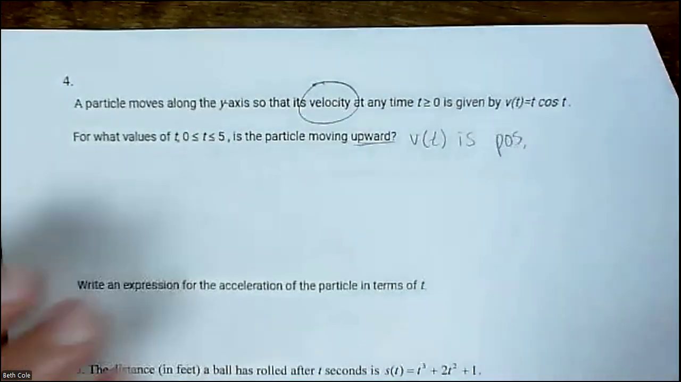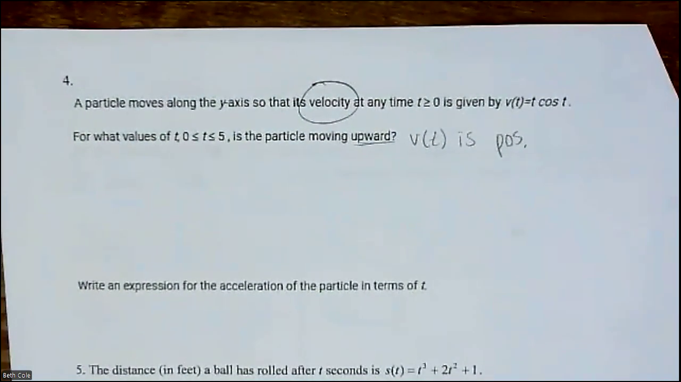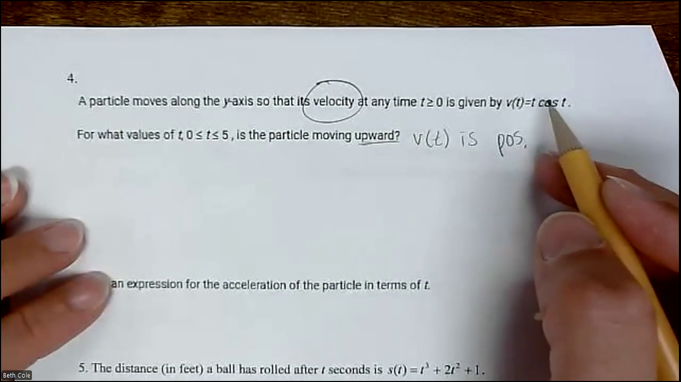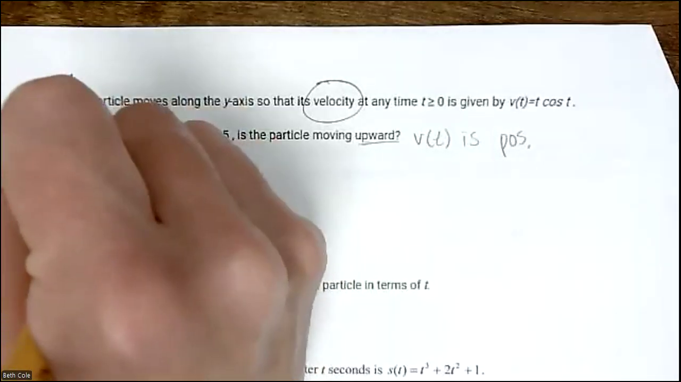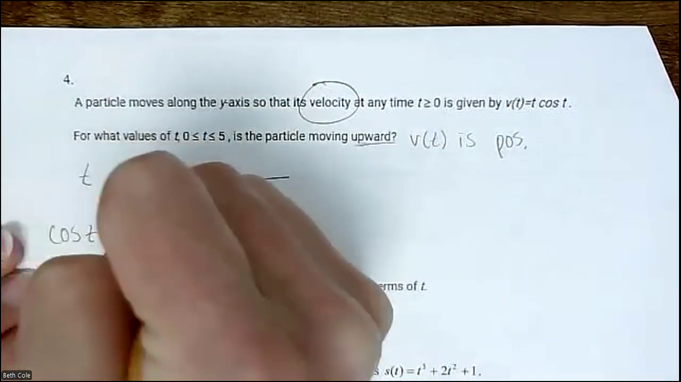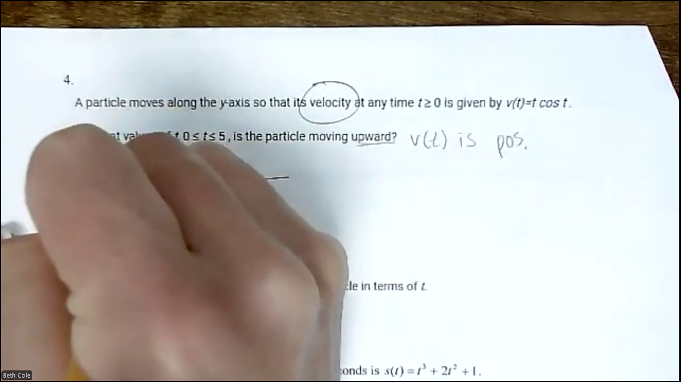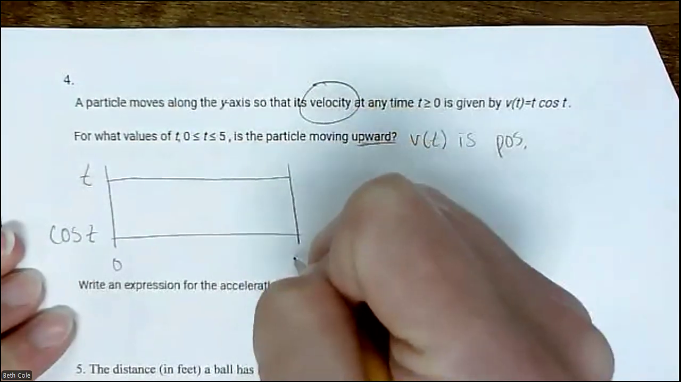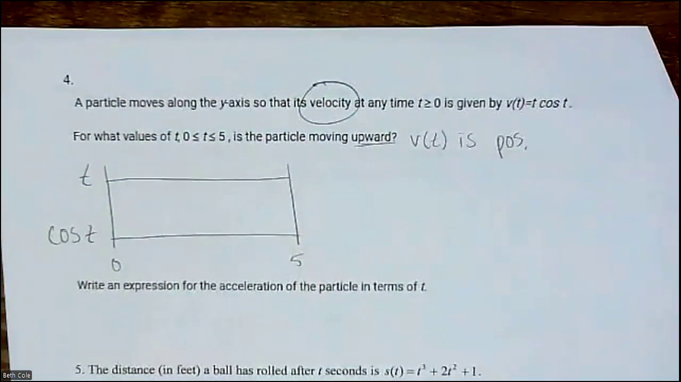Positive. Interpreting what they're asking is like half the battle, right? So where velocity is positive. They gave us velocity. We just need to know where that's positive. We're going to make some number lines. So I'm going to make a number line for t and a number line for cosine of t. And I'm going to cap it 0 to 5 because they said so.